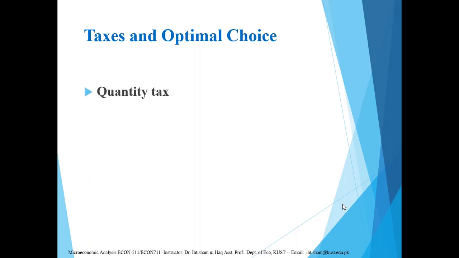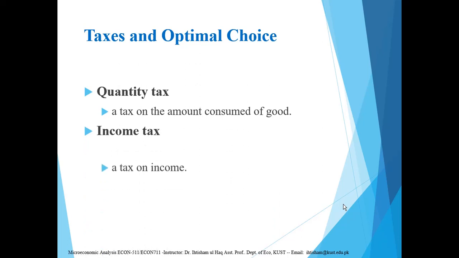Tax and optimal choice. First, let's talk about quantity tax: a tax on the amount consumed of a good. It depends on how many units you are going to consume of a commodity, as it is a tax on each unit of the commodity. Income tax is a tax on income, and it is in some proportion of the income earned periodically.